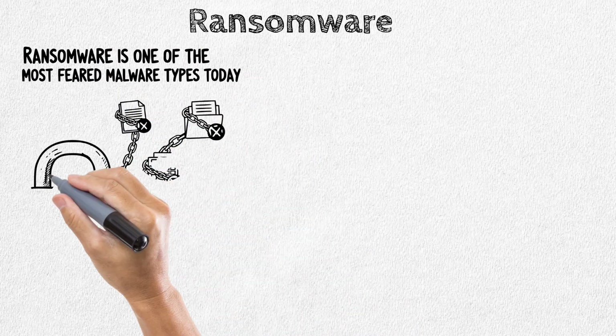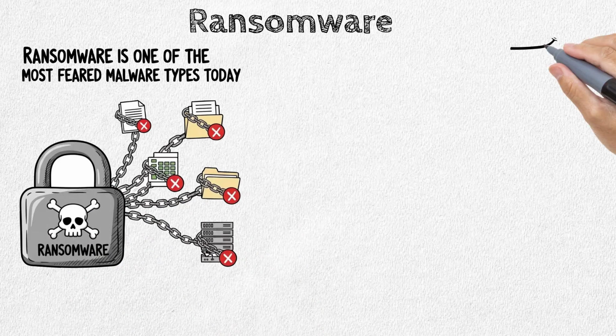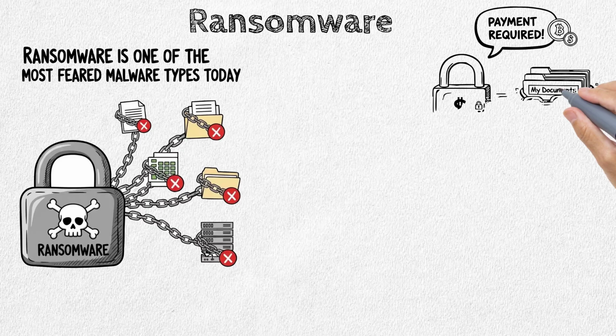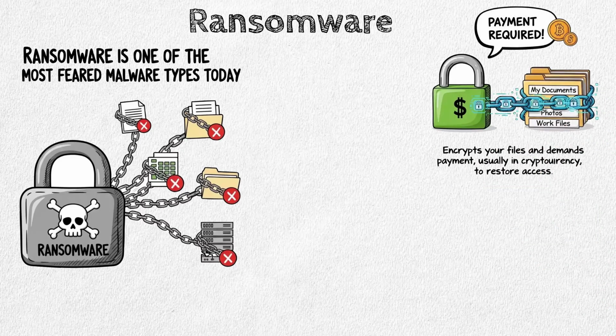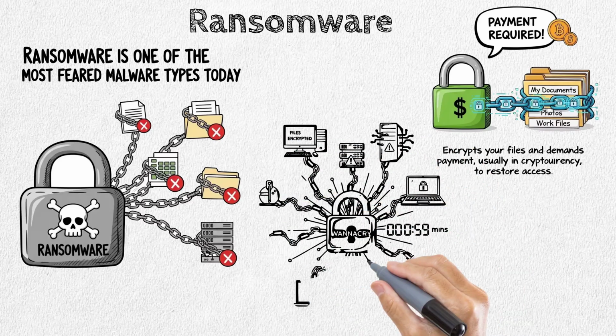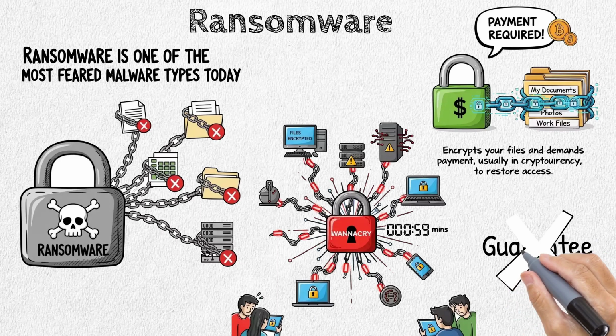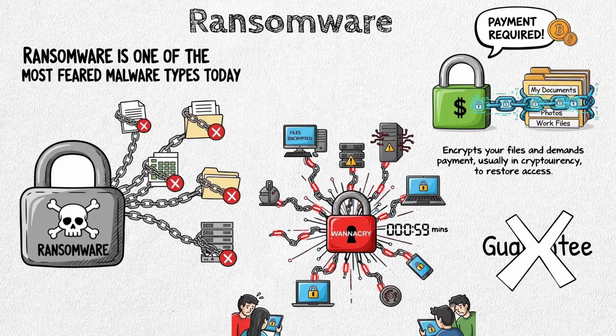Ransomware. Ransomware is one of the most feared malware types today. It encrypts your files and demands payment, usually in cryptocurrency, to restore access. The global attack known as WannaCry showed how devastating ransomware can be, locking users out of critical systems within minutes. Even if you pay the ransom, there's no guarantee you'll get your files back.